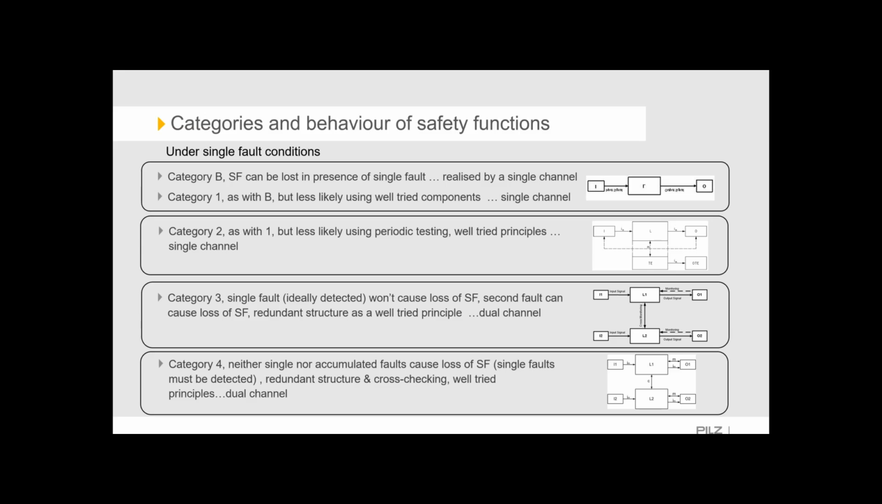Category 3, a single fault, ideally detected, won't cause loss of the safety function. The second fault can cause loss of the safety function. It is a redundant structure as well as well-tried principles, so it is dual channel. And category 4, neither single nor accumulated faults can cause loss of the safety function. Single faults must be detected, redundant structures and cross-checking, well-tried principles. So this is again a dual channel system.